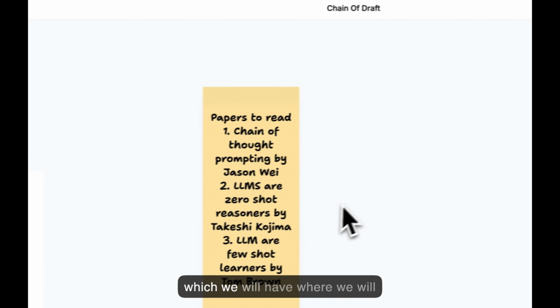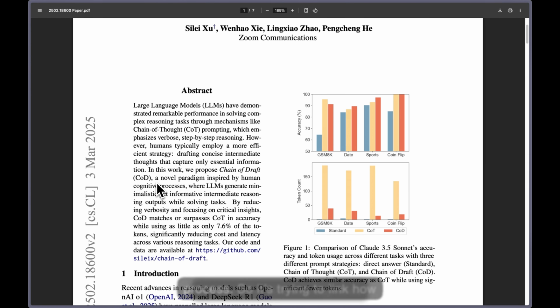So when we first read the abstract, over here it talks about how they're going to differentiate between chain of thought and chain of draft. They say, in this work we propose chain of draft, a novel paradigm inspired by human cognitive process. So it's trying to link how we as humans think with reasoning for models.